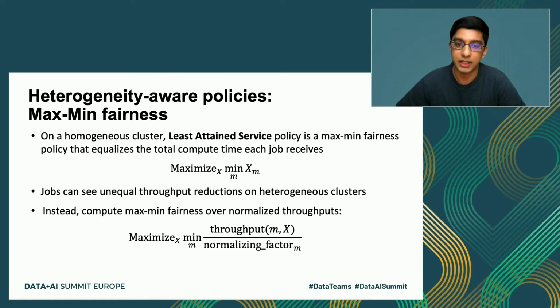So to fix this, what we can do is incorporate this notion of effective throughput into the policy. So now our policy is trying to find the allocation that maximizes the minimum effective throughput for any given job. And we include a normalizing factor in order to compare the effective throughputs between different jobs.